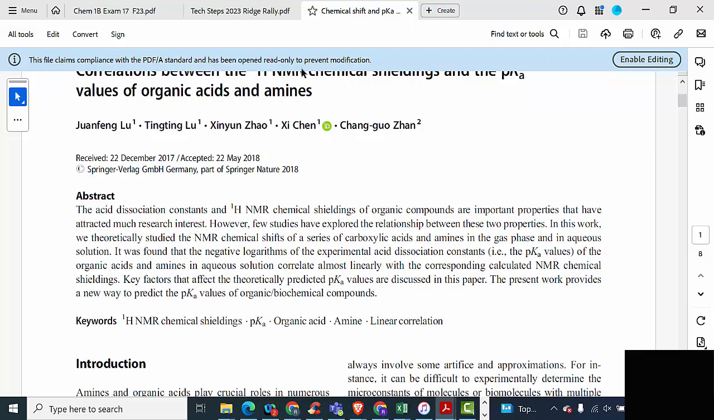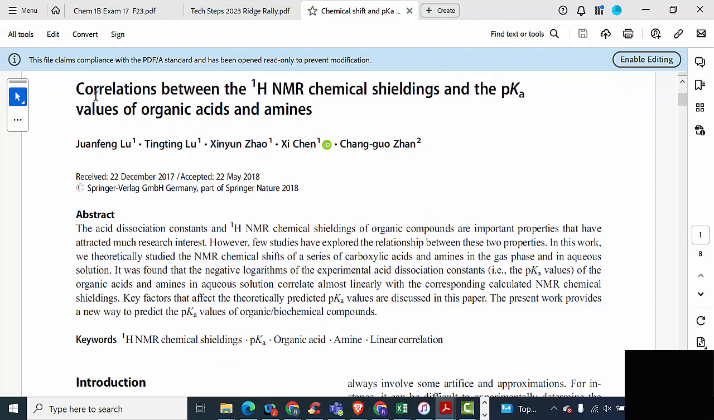Based on that, this paper was published in Springer Nature in 2018. Springer is not the official Nature magazine. Nature magazine's a huge journal. I don't know how they got away with calling it Nature, but it's okay. The title is: Correlations between the proton, which is H1, NMR chemical shieldings, and the pKa values of organic acids and amines.